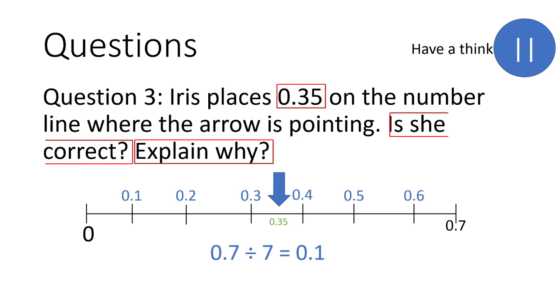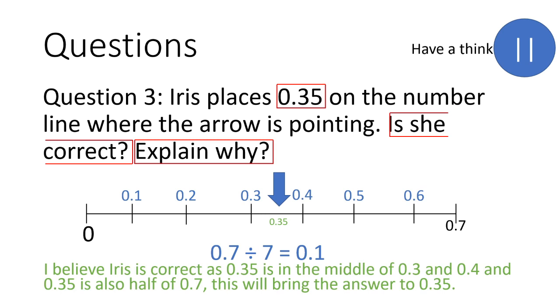Now we have to explain why she is correct. So I believe that Iris is correct because 0.35 is in the middle of 0.3 and 0.4, and also 0.35 is half of 0.7. So that's the answer, 0.35.